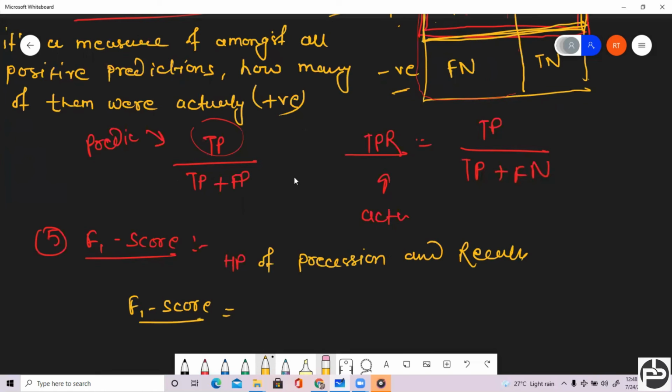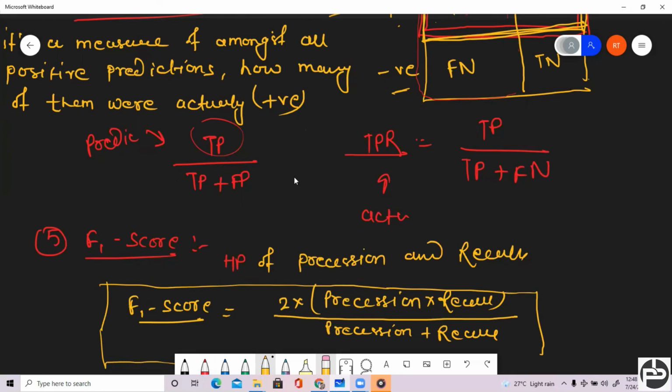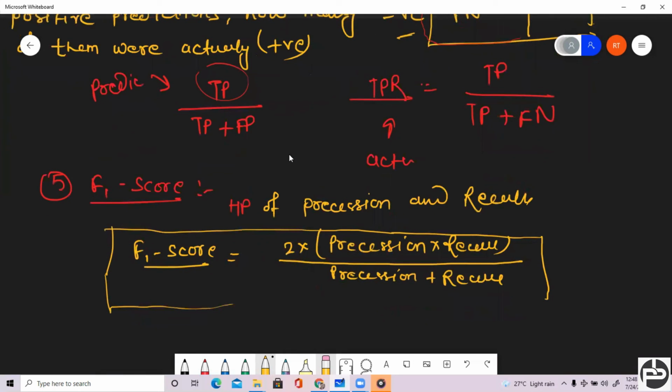Mathematically, F1 score is 2 times precision times recall, divided by precision plus recall. Right, so this is my F1 score. Whichever model has the bigger F1 score, you can select that. This is all about the F1 score. Hope you understood it. And the tip is: if you are confused between precision and recall, then select the F1 score.